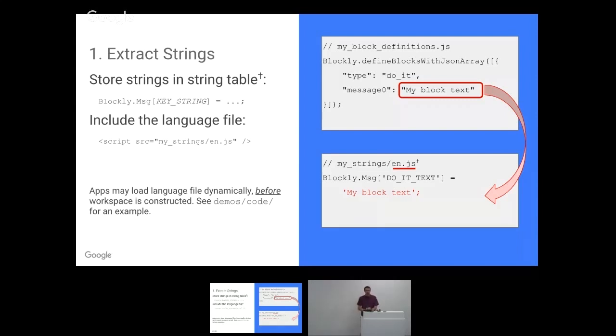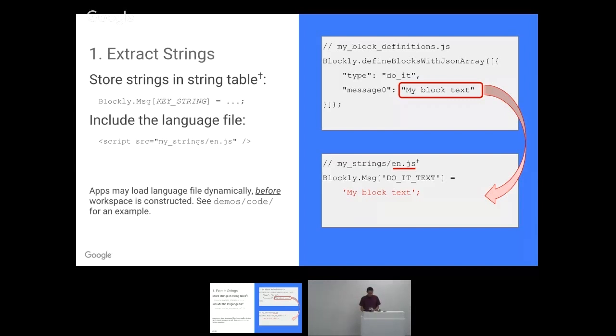So the first step in localizing your own blocks is to store the strings in a string table. So we're going to go through our block definitions, such as the JSON block here, and move that into an English-specific string, and this is going to be assigned into Blockly.Msg with whatever key name that we're using to identify this string.